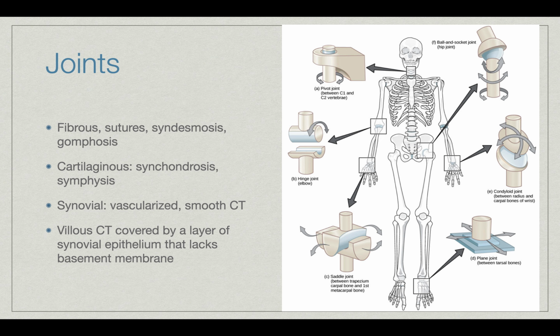Okay, so there's a bunch of different joints in the body. We went through them in anatomy, but just to fly through them again, there's the fibrous joints, which are the sutures, syndesmosis and gomphosis, and cartilaginous joints, which are synchondrosis and the symphysis. Synovial joints are vascularized and have a lot of smooth connective tissue associated with them. And then the villus connective tissue is covered by a layer of synovial epithelium that lacks a basement membrane. And the villus connective tissue is really in the intestines, not really in the joints, but I guess I just put that there because I ran out of room somewhere. But here are all the different kinds of joints.